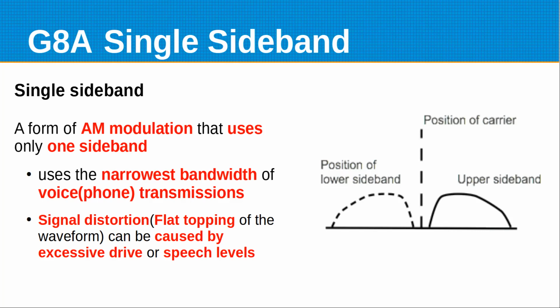There's an effect called flat topping, where if you're modulating signal, you talk too loud, too close into the microphone, for instance, or you have too much microphone gain, you can actually cause the peaks of the signal to be clipped, which is why they call it flat topping. And that causes a lot of harmonics, and you get a lot of signal distortion.